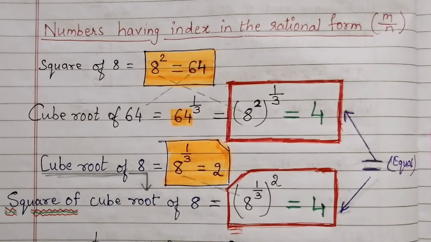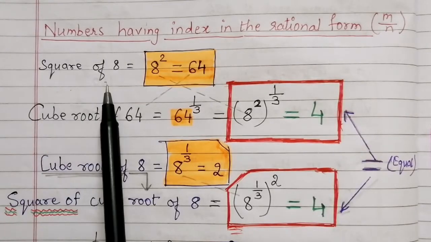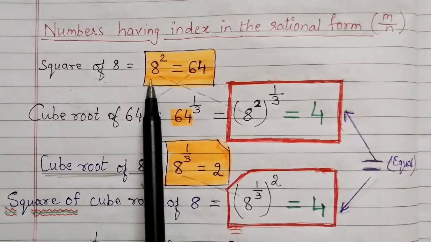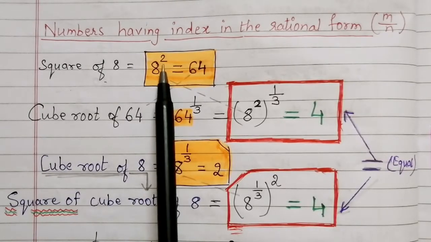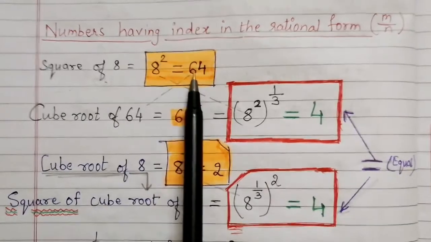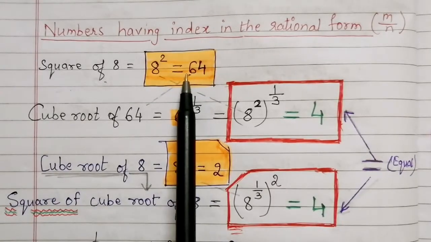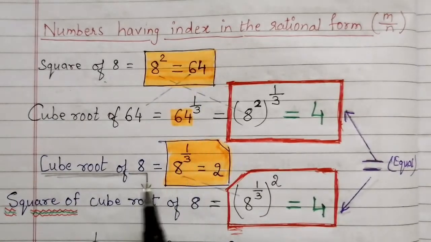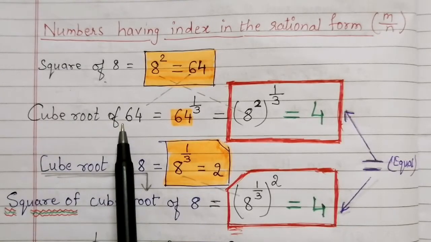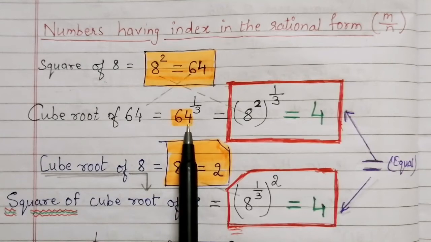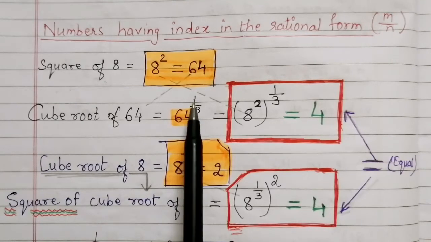So let's see first with one example, that is square of 8. That can be written in the index form as 8 raised to 2. Its value is 64. We all know this because it is learnt earlier. Now cube root of 64. That can be written in index form as 64 raised to 1 upon 3.